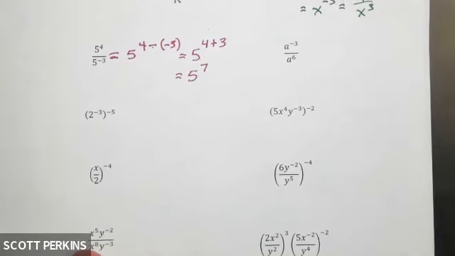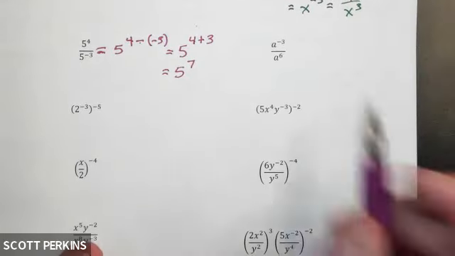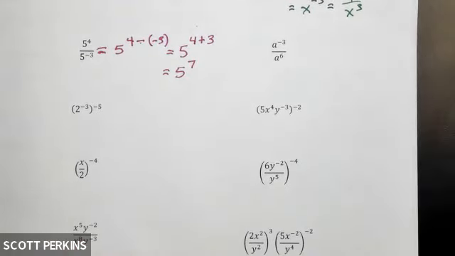One more quotient rule problem involving a negative exponent. Do the a to the negative 3rd divided by a to the 6th power.